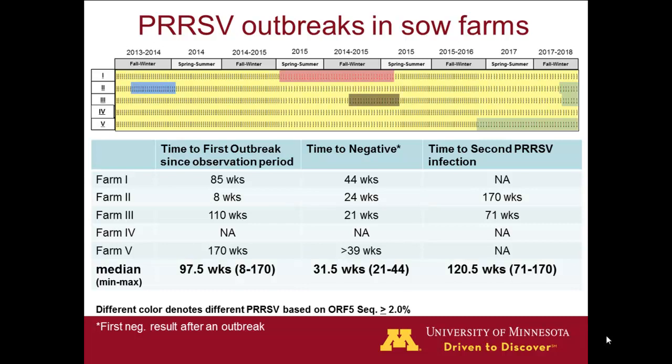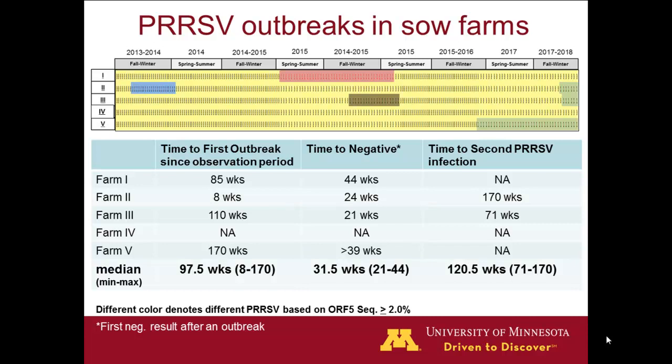We generated the time to first outbreak since we started the observation period. As you can see, the median here was 97.5 weeks, with the minimum and maximum there. Also, we generated the time to negative, defined as just the first week that we got the negative result, with a median of 31.5 weeks with that range.